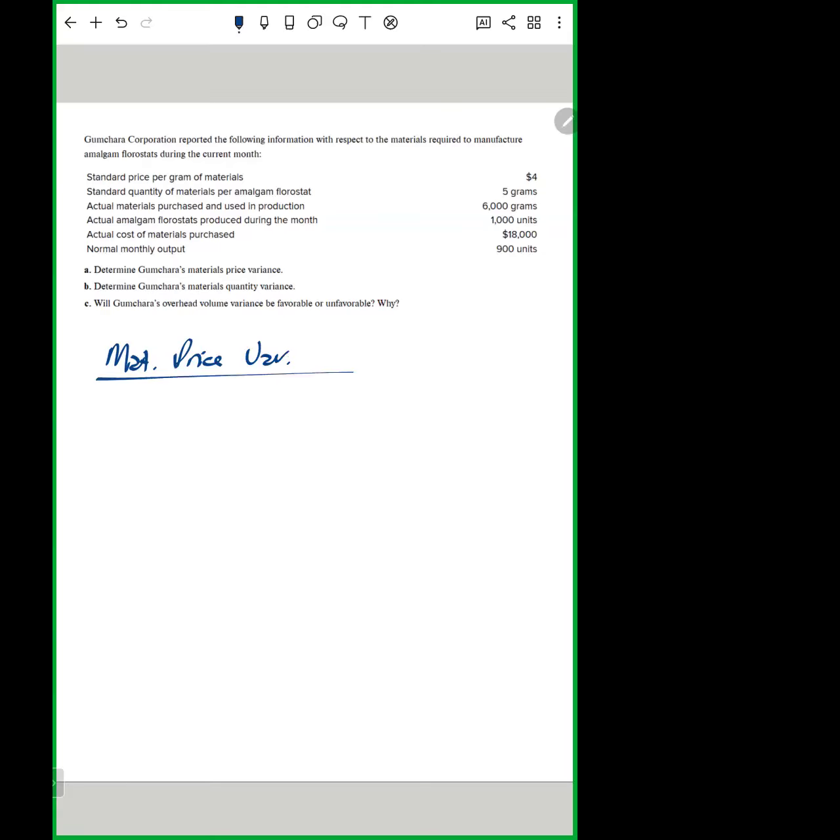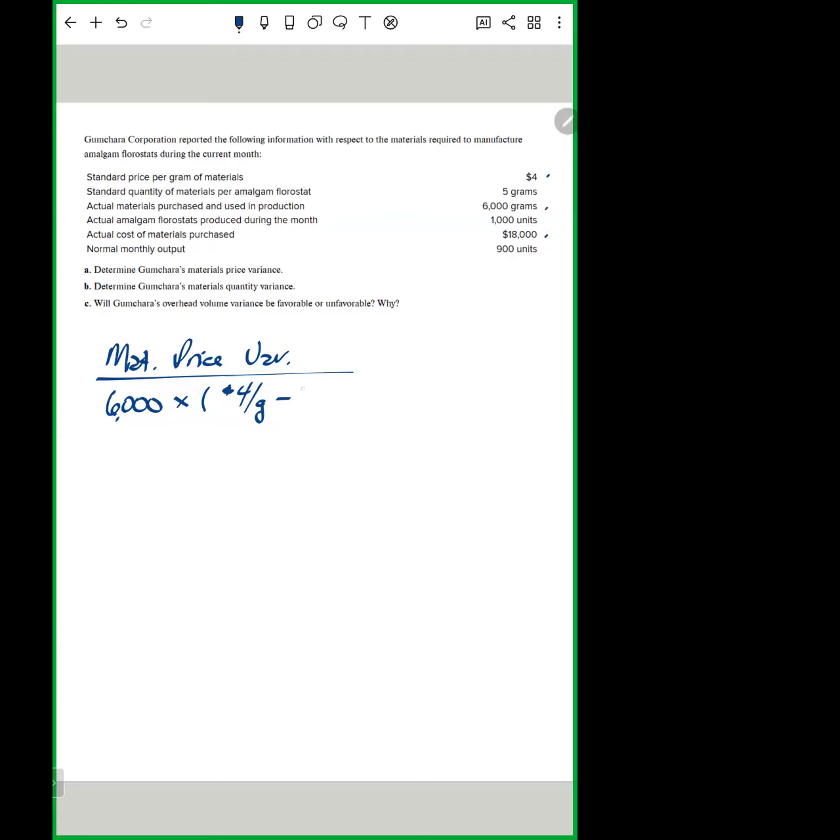For material price variance, we're going to start with the actual quantity used. So the actual materials used in purchase is 6,000 grams. And we're going to multiply that times the standard price. Standard price is the $4 per gram. So this is $4 per gram minus actual price. In order to come up with actual price, we're going to have to take the actual cost and divide that by the actual materials purchased and used. So we're going to have to do a little math there.